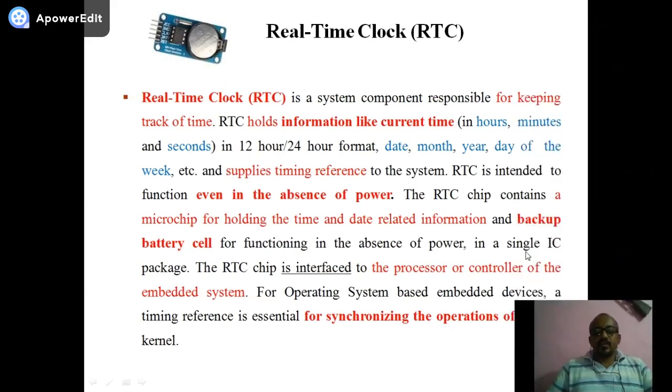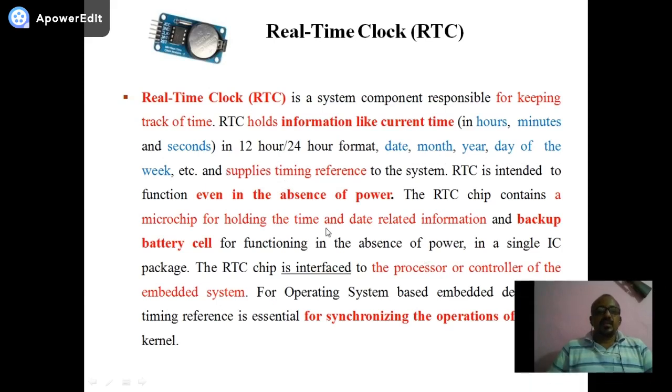Next, the real-time clock. The real-time clock is a circuit connected with a backup battery cell. That circuit keeps track of the day, time, month, year, day of the week, etc., and supplies the timing reference to the embedded system.